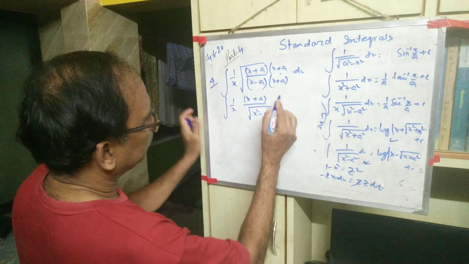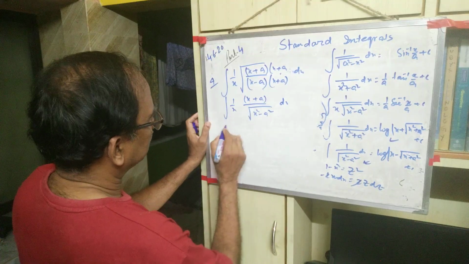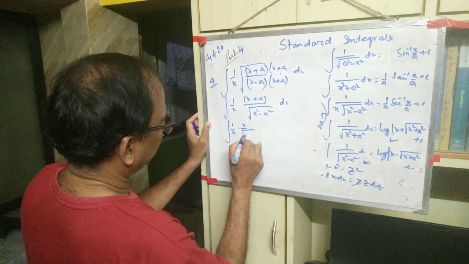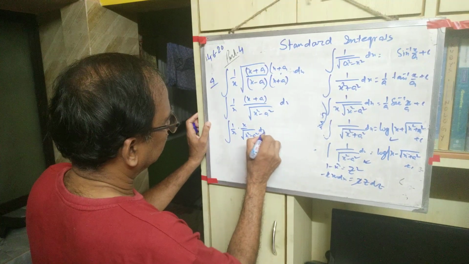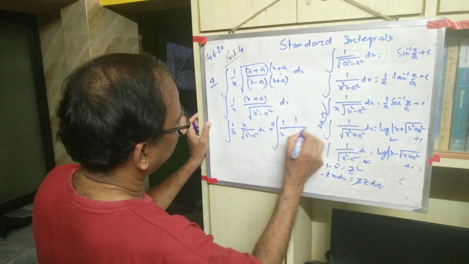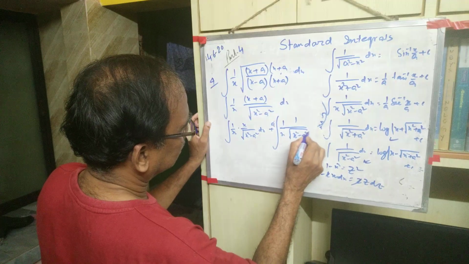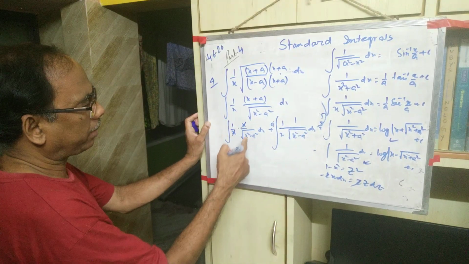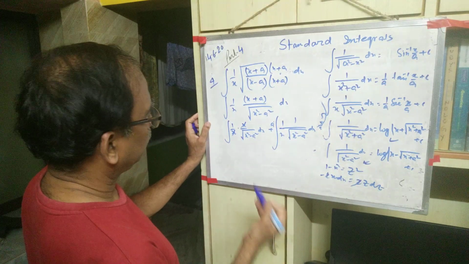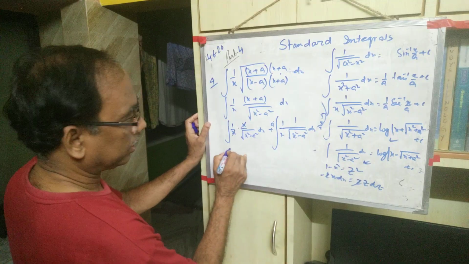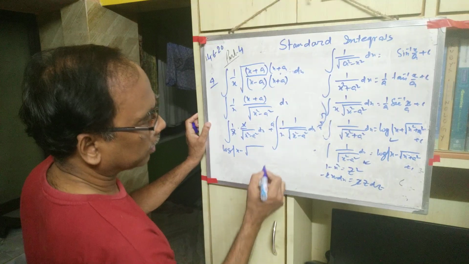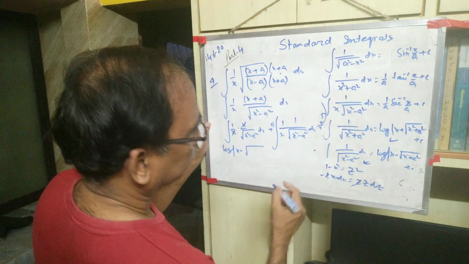Now dx, this by this plus this by this, that is integration 1 by x into x root over of x square minus a square dx plus 1 by x, a is outside, 1 by x root over of x square minus a square dx. X cancel, 1 by root over of x square minus a square, that is log of mod x minus root over of x square minus a square.